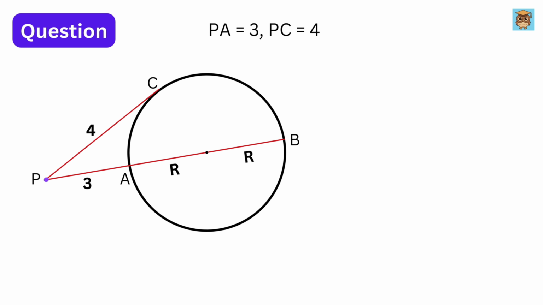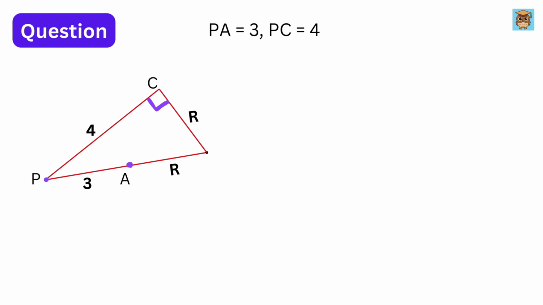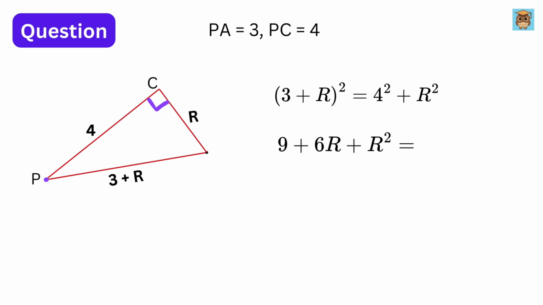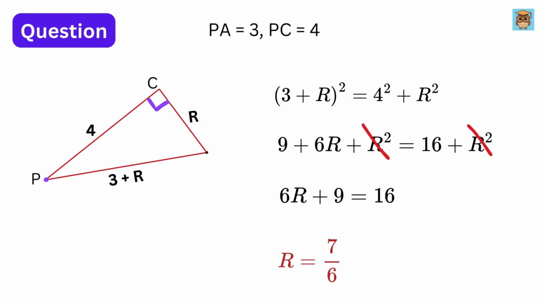We can also solve the same using the fact that a tangent is always perpendicular to the radius at the point where it touches the circle. So, this will form a right-angled triangle with the side lengths as 4, r, and the hypotenuse as 3 plus r, and thus (3 plus r) whole square equals 4 square plus r square. Expand it to get this. R square gets cancelled out, and we are left with 6r plus 9 equals 16, or r equals 7 over 6.